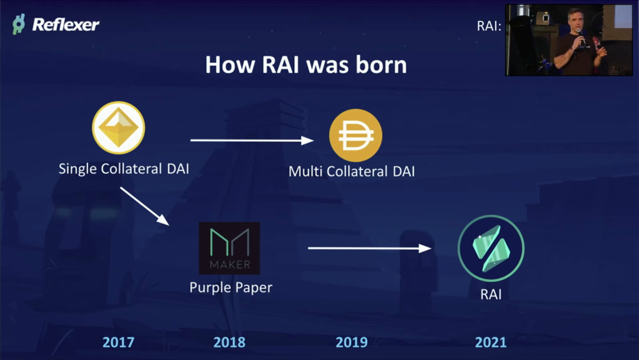There was a technical spec envisioned at Maker called the Purple Paper, and this was how to deal with the supply-demand imbalance problem. Ultimately, the Purple Paper was not implemented, and multi-collateral DAI was launched in 2019. The reason was that the Maker team really wanted one DAI to always be equal to $1. That's what it boils down to. So RAI looked back and said, we think the Purple Paper should have been implemented. We think fixing the supply-demand imbalance problem is more important than always being worth $1.